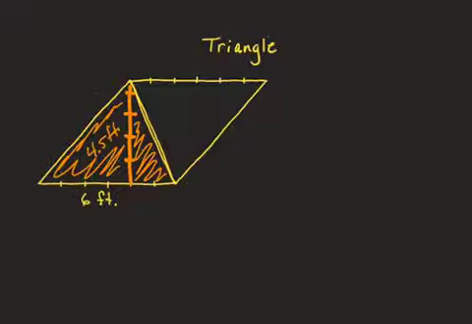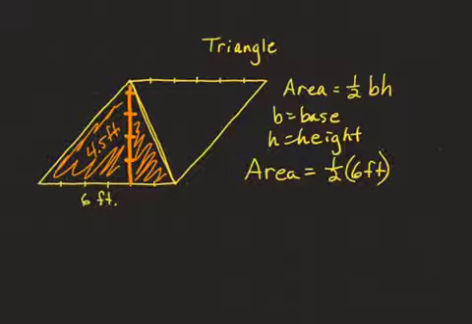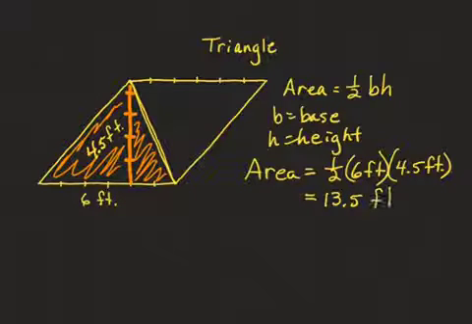So that's why the formula for the area of a triangle is 1/2 the base times the height, where b equals the base and h equals the height. So in this case, the area is equal to 1/2 the base of 6 feet times the height of 4.5 feet, which equals 13.5. But we're doing feet times feet. We have an area, so the units are square feet.